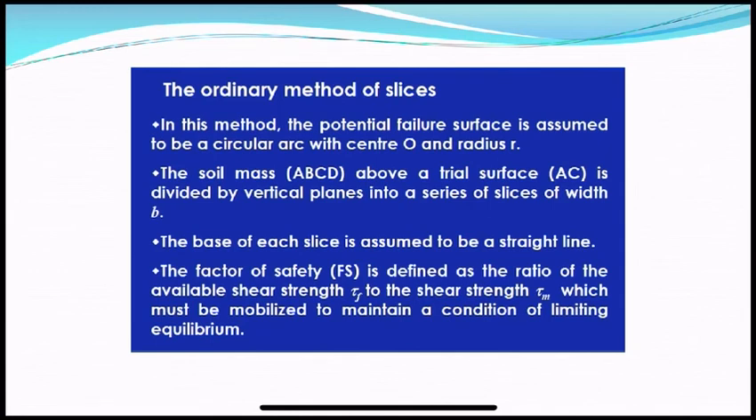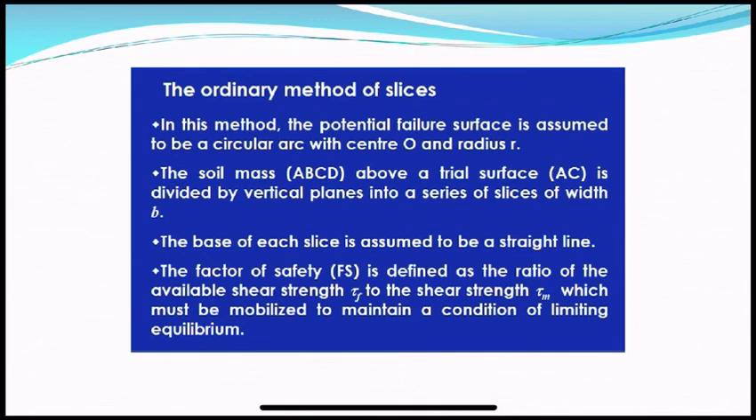As we have discussed, one of the limitations of the undrained slope stability analysis with phi equal to 0 analysis is the determination of area and then the weight. So here, the soil mass ABCD which is undergoing failure is divided into a number of slices.